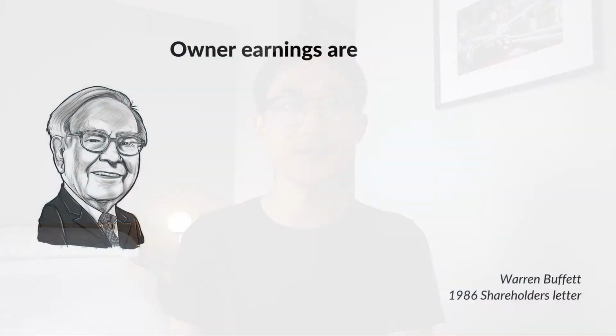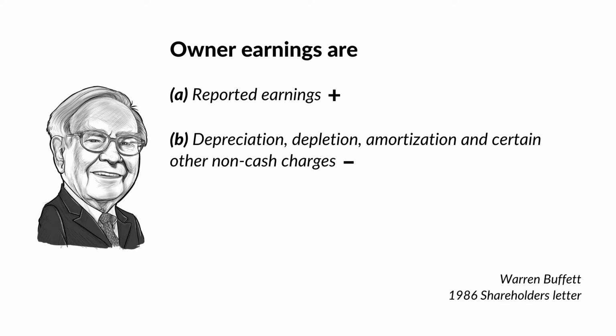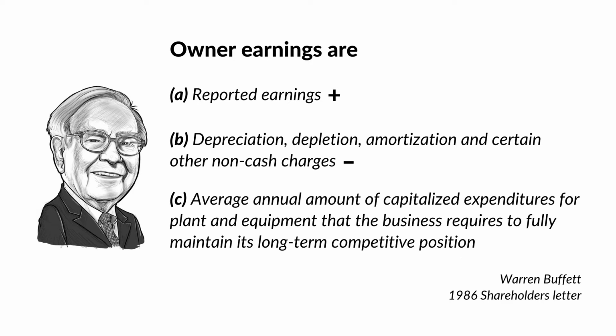Owner earnings was first mentioned by Warren Buffett in his 1986 letter to shareholders. In that letter, he explains that owner earnings are A, reported earnings plus B, depreciation, depletion, amortization, and certain other non-cash charges, less C, the average annual amount of capitalized expenditures for plant and equipment that the business requires to fully maintain its long-term competitive position.